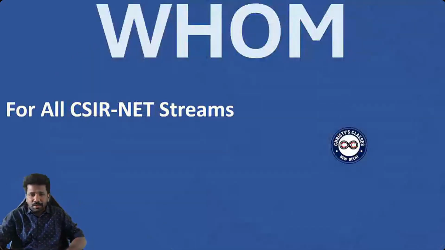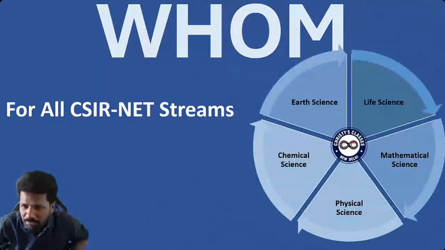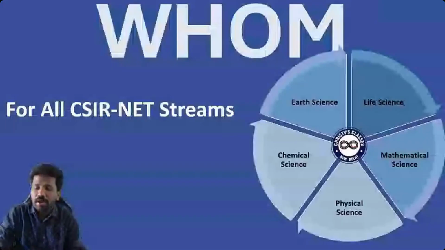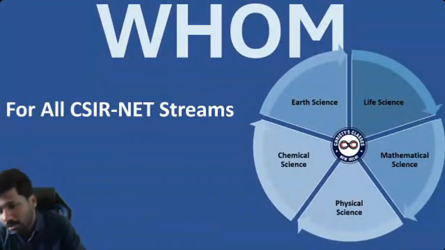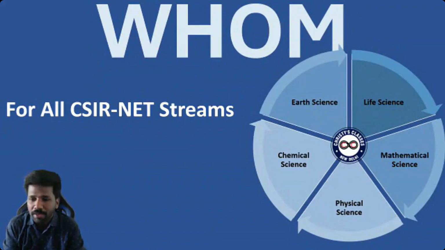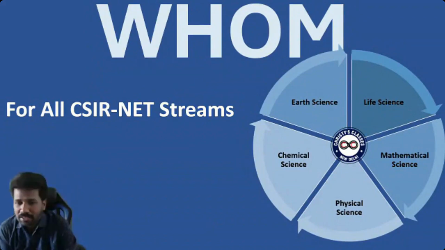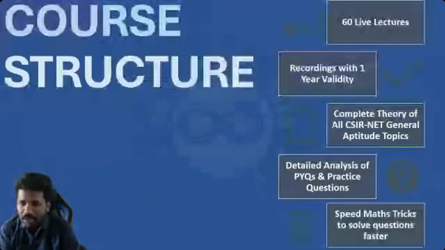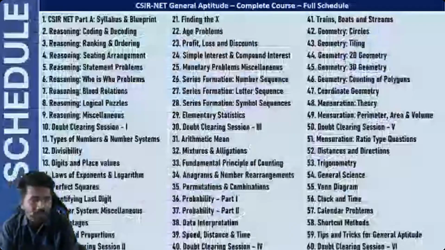This course, as I have told before, is for all streams, because all streams have the same aptitude paper, the same aptitude syllabus and type of questions. And for practicing also, please don't think that you will practice only your own subject's aptitude paper. The aptitude papers of all 5 streams are very good material for practice, so please use it. And about the structure of the course, everything you already know, and this is the complete schedule of the course.